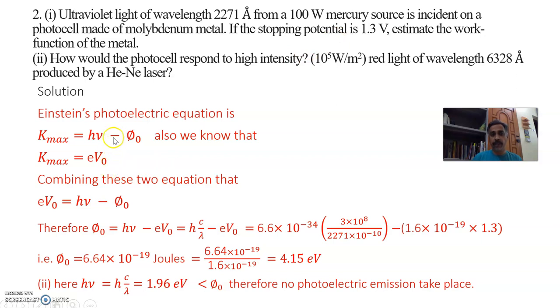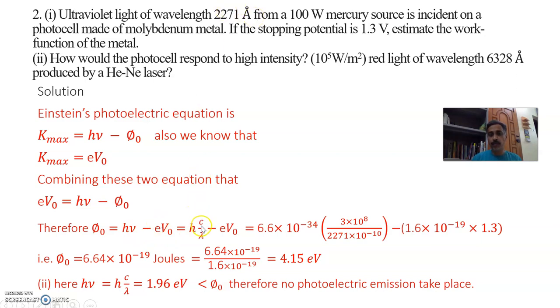Therefore, combining these two equations, instead of K max we can write e V naught. So e V naught is equal to h nu minus phi naught. From this we can calculate phi naught. We take phi naught to the other side and move e V naught to this side. Therefore, phi naught is equal to h nu minus e V naught, which is going to be our formula to calculate the work function. Nu is not given; instead of nu, they have given the wavelength.